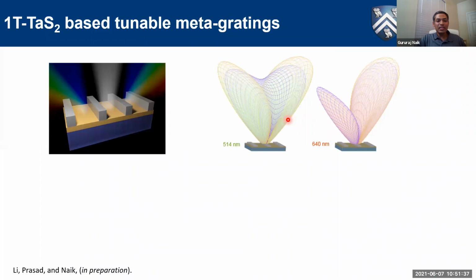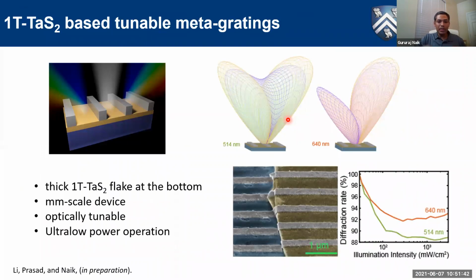So we just wanted to make a simple grating, a meta grating. So we've made a simple device here, a grating device, and then measured the diffraction strength at two different wavelengths. This is not even an optimized device, and already we saw about 10% modulation depth at 514 nanometer wavelength, and this is a millimeter scale device, okay? And this is optically tunable and very low power of operation. And 100 milliwatt per centimeter squared is just one sun intensity, okay?